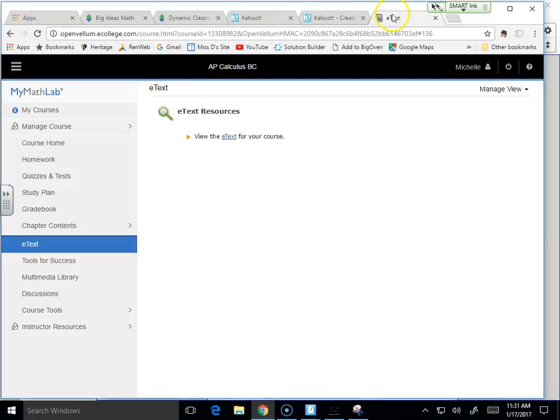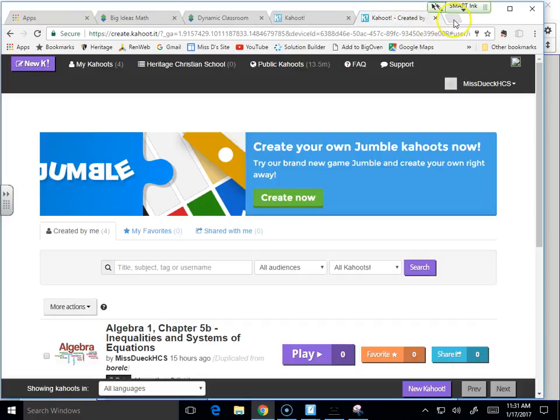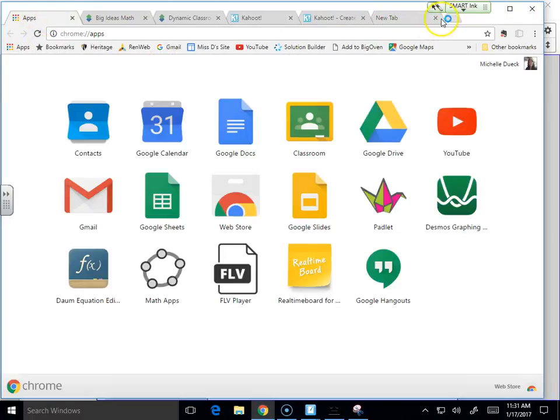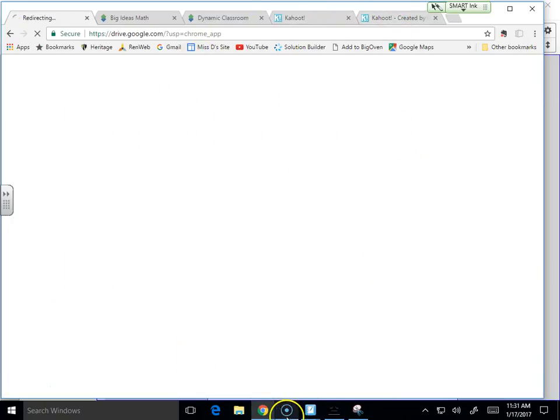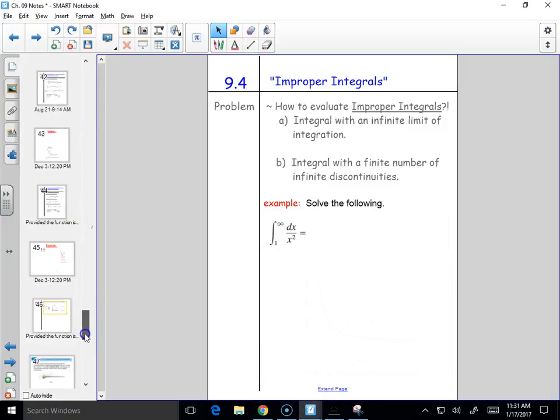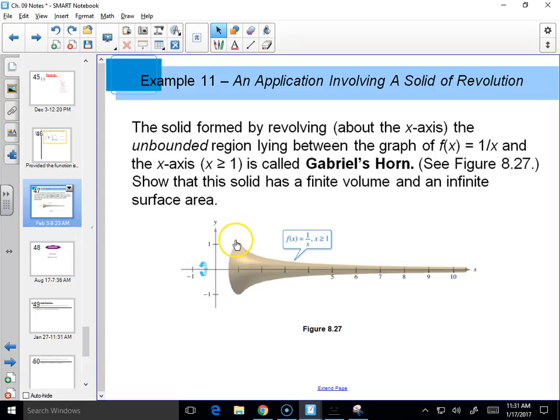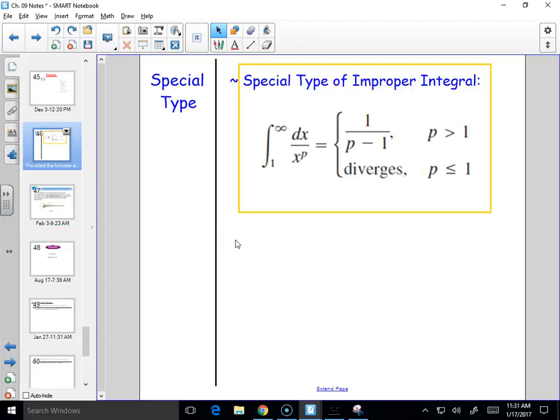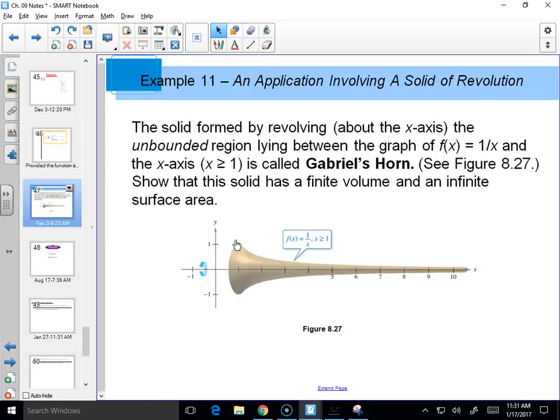Alright, section 9.4, we only have a few minutes, but let's just see where you guys got to. I'm going to pull up the video really fast. We got to Gabriel's horn at the very end. We wrote down everything in the surface area, but you weren't sure how to solve it, because we tried doing u-substitution, and it didn't work. It needs trig substitution, and we didn't do trig substitution last year, so I wouldn't have been able to show them trig substitution.